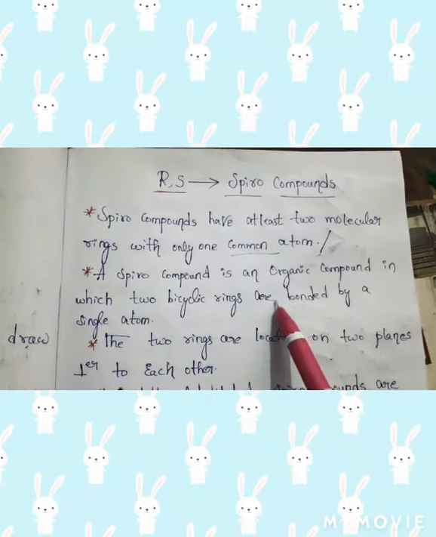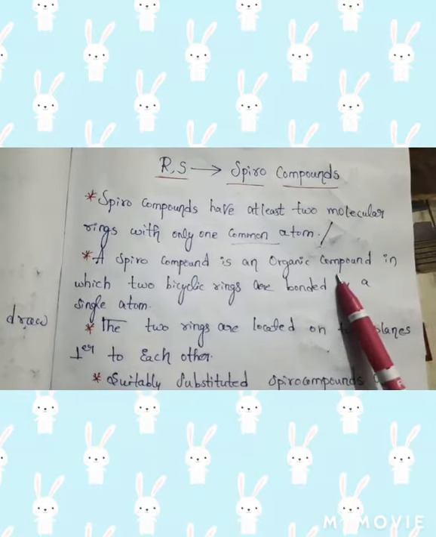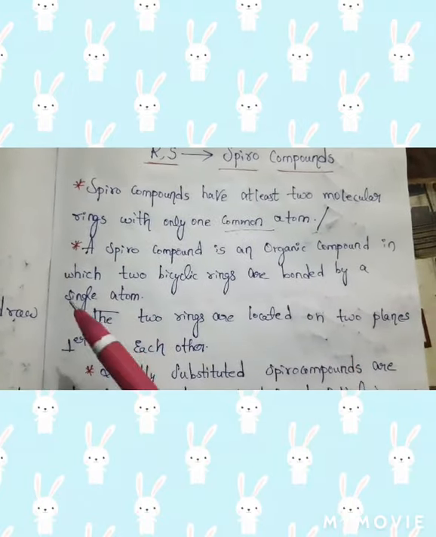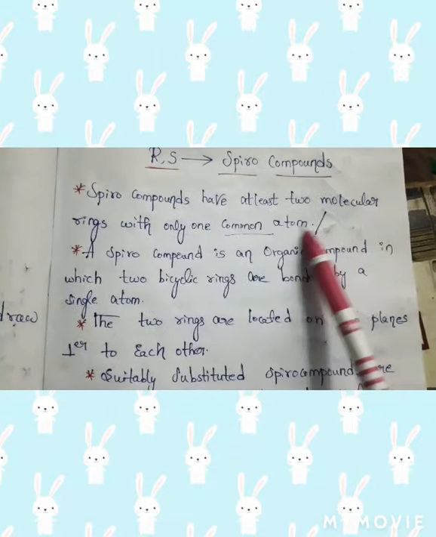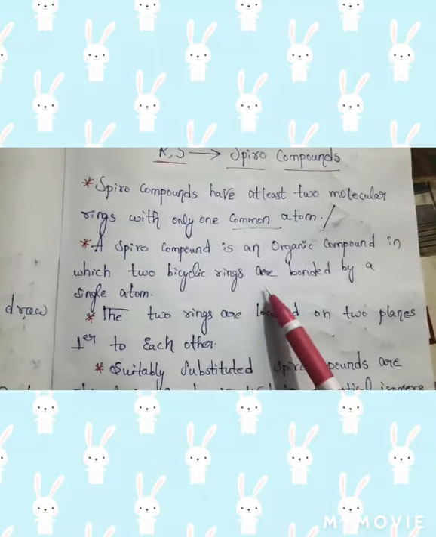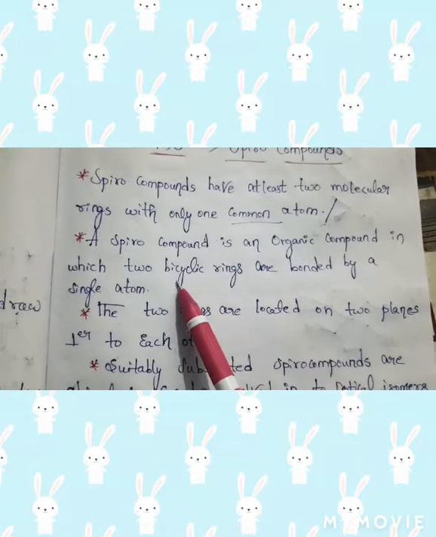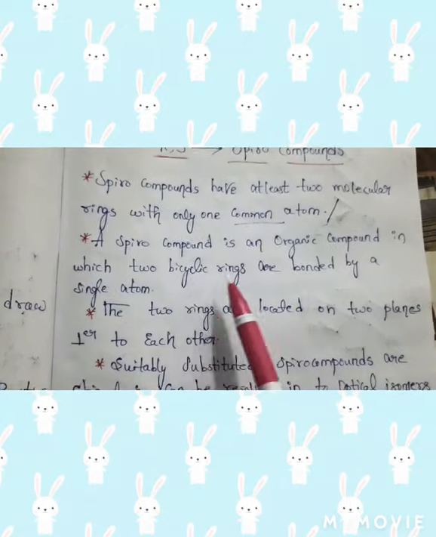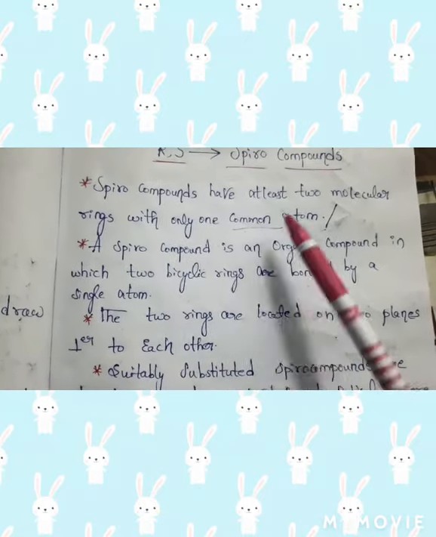It can also be said in this way: a spiro compound is an organic compound in which two bicyclic rings are bonded by a single atom. Here two cyclic rings are present, that's why we are using two bicyclic rings. The two bicyclic rings are bonded by a single atom. So those are called spiro compounds.